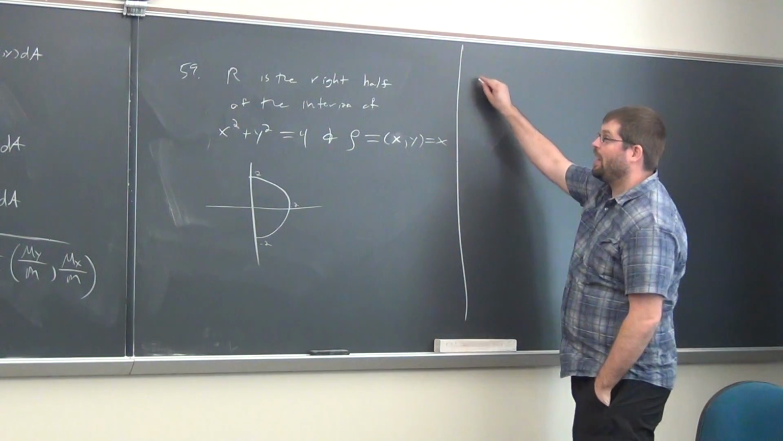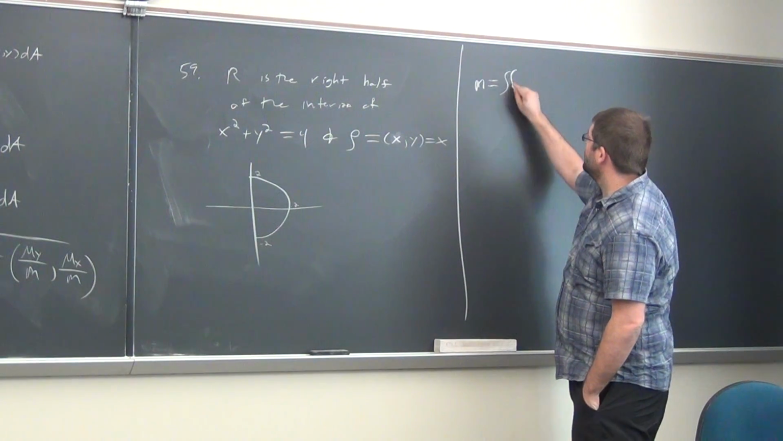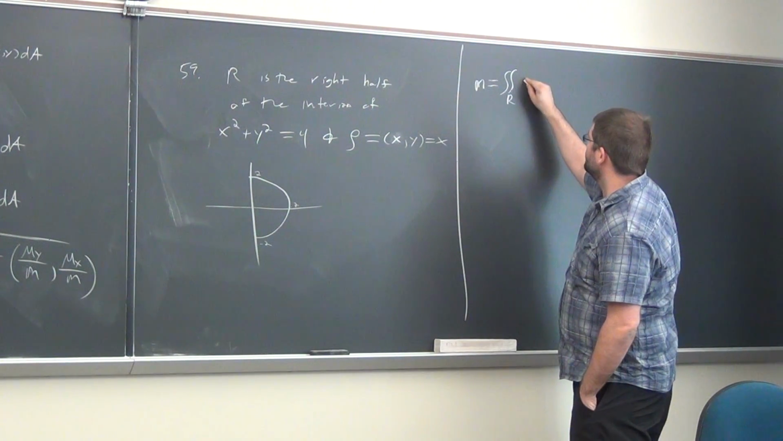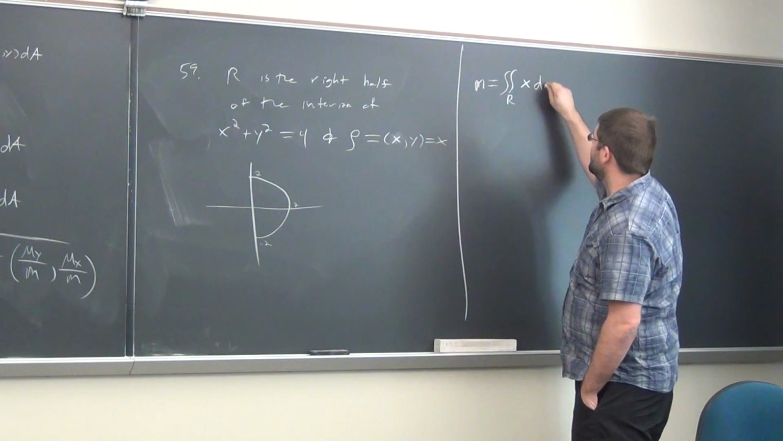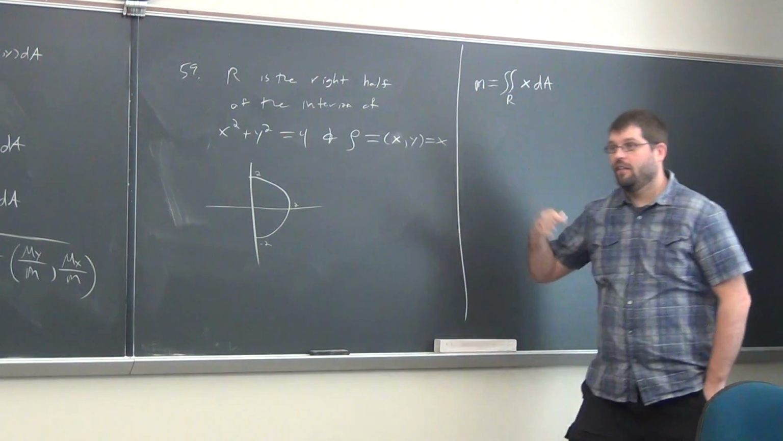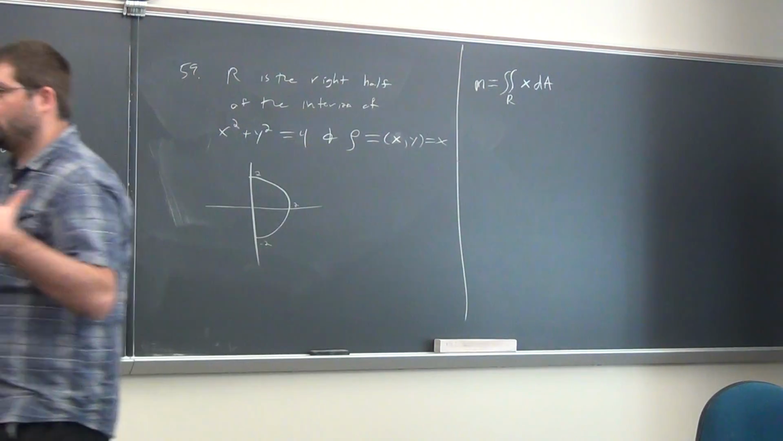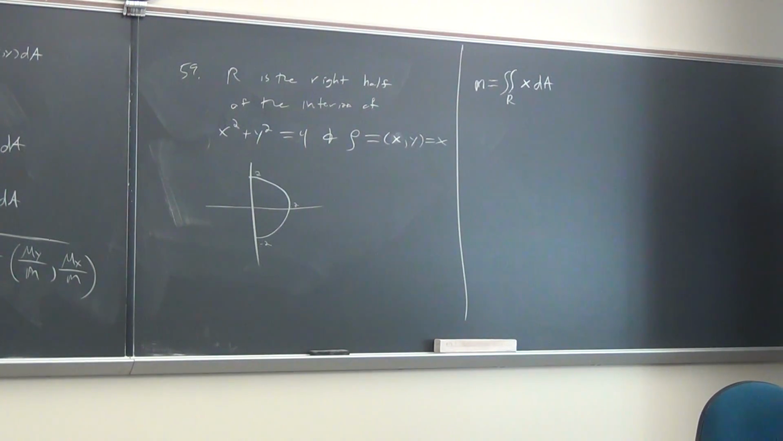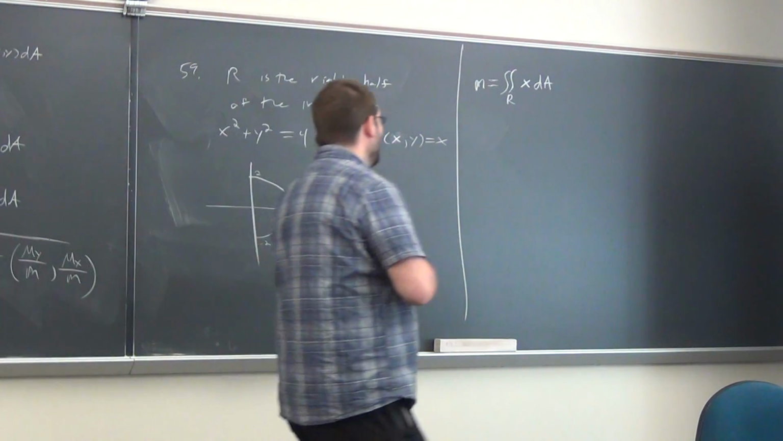So mass is just a double integral over the region of your density function, which in this case is just x. And then you're computing double integrals, so you just use whatever method makes most sense. When your region happens to be a circle, what's the best method? To convert to polar coordinates. Does that make sense? So you're going to convert this to polar coordinates, and then we should be able to get there.